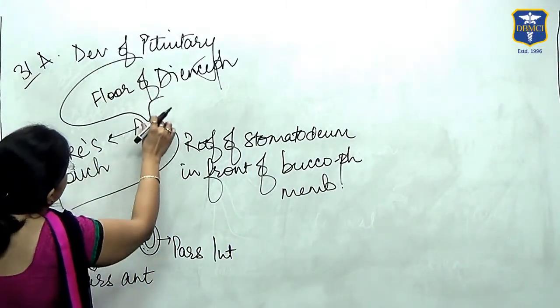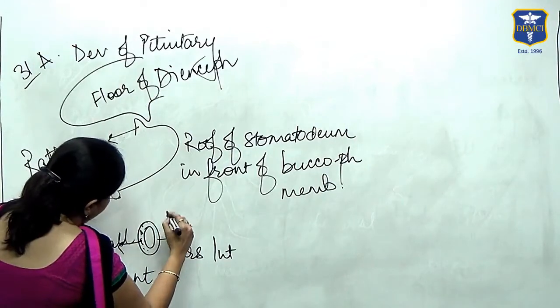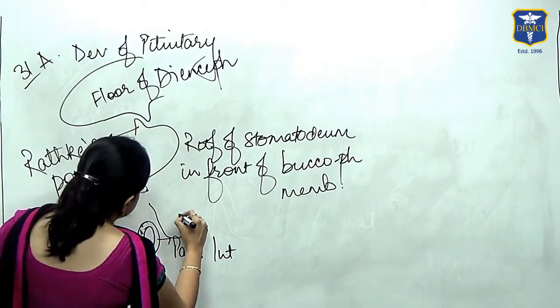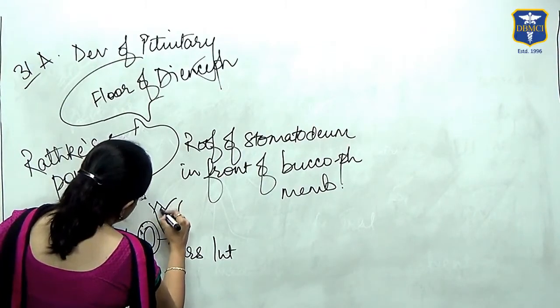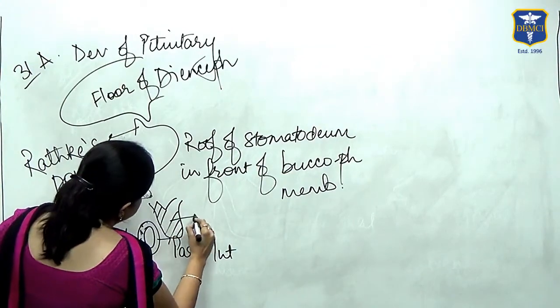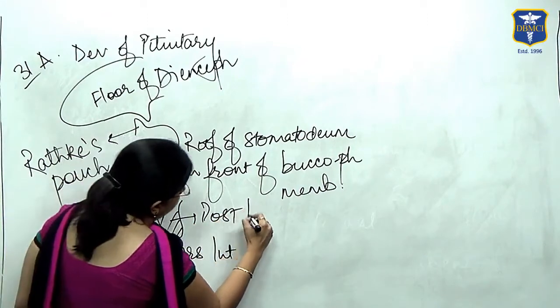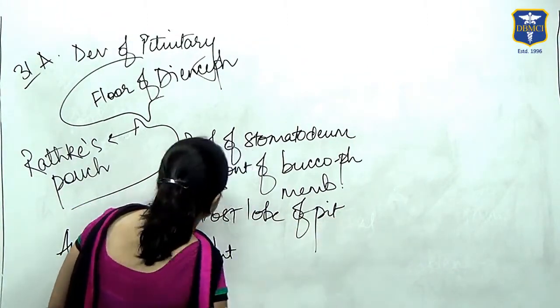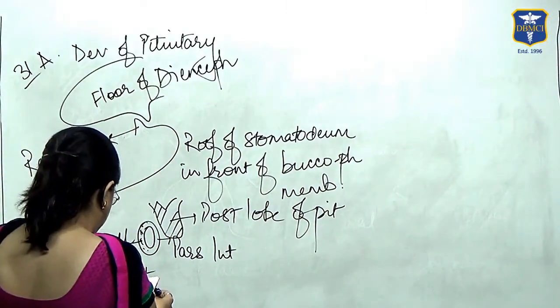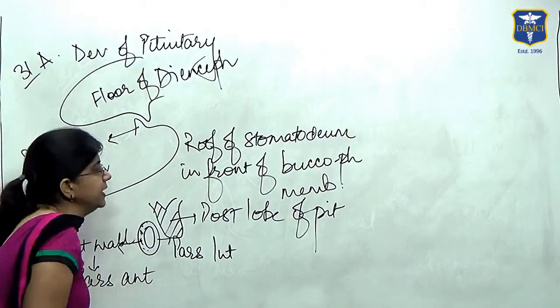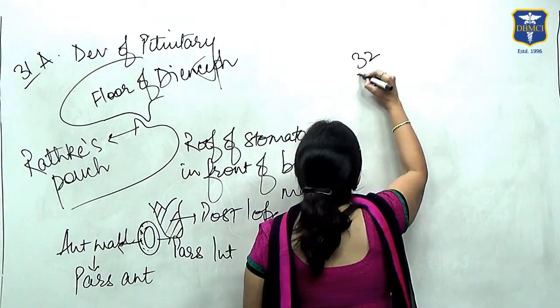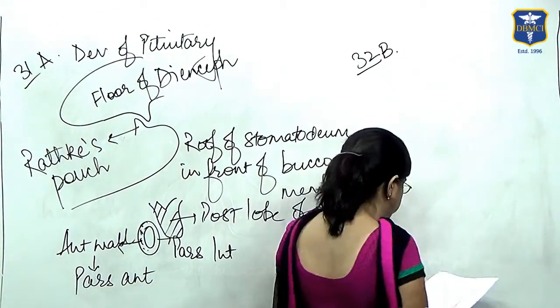The floor of the diencephalon was forming a hypophyseal evagination, and this evagination will form the posterior lobe of the pituitary gland. The upper part of this will form the infundibulum. Question 32, the answer is B.